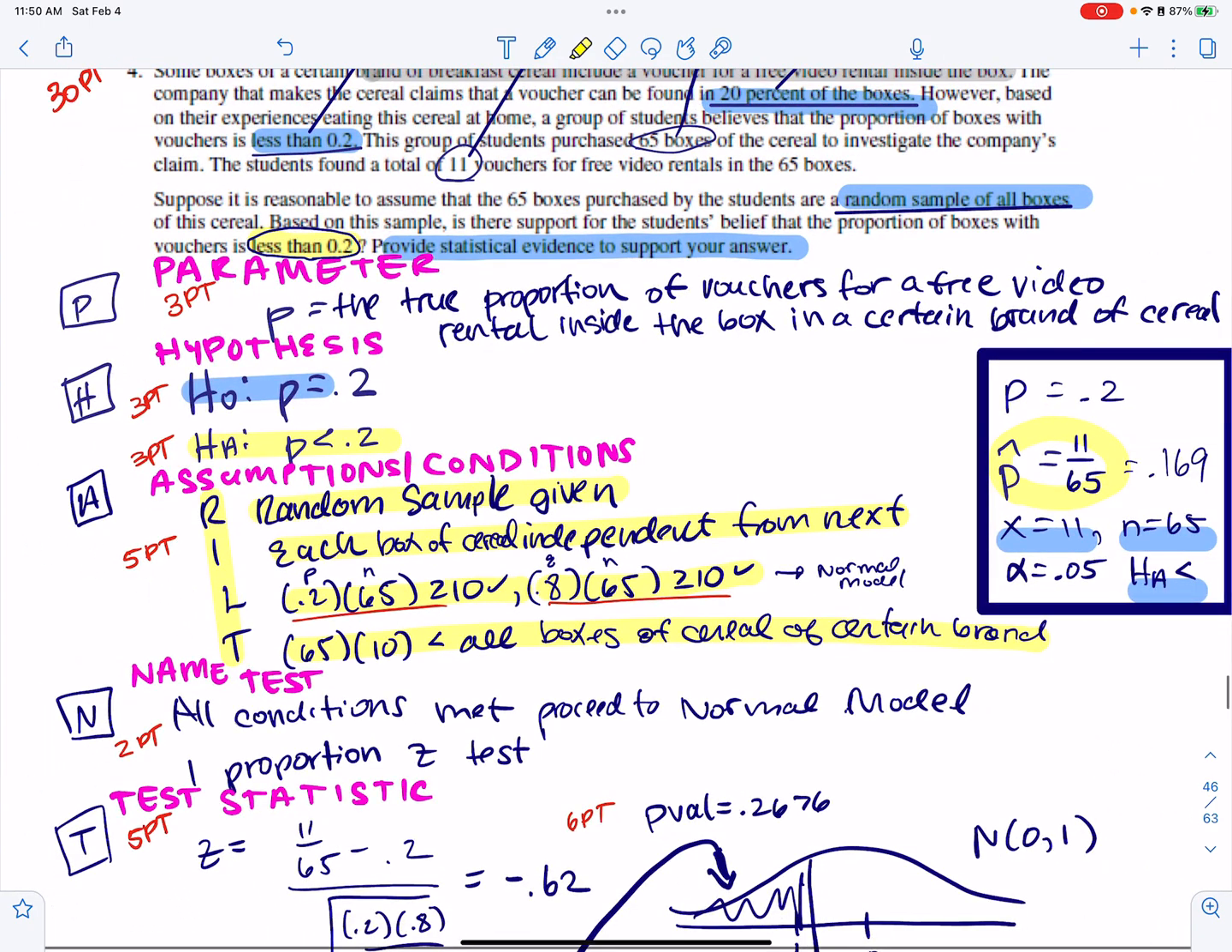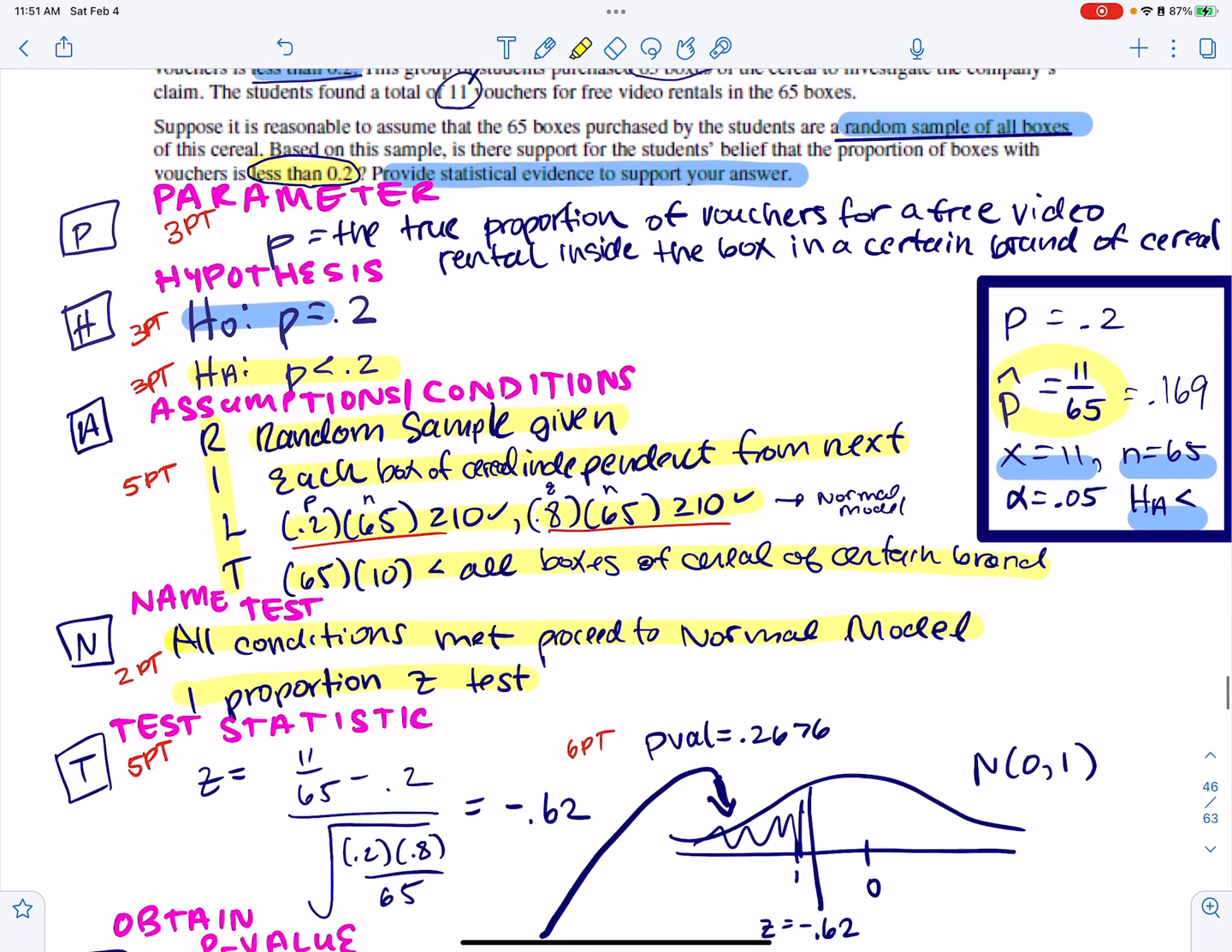Okay, so you're going to name your test next. Before you name your test, first say, look, I've checked the conditions so I can proceed to the normal model. And in the normal model, I have a test called the one proportion z-test. Z is on a normal model. It's my standardized test statistic. So I'm going to go ahead and proceed to it.